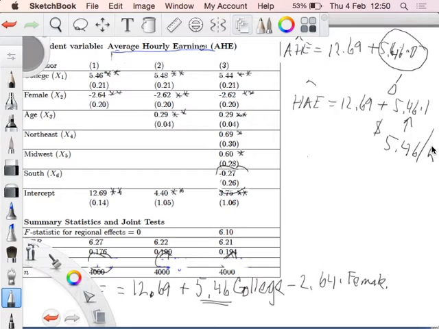We answered that question. Is the earnings difference estimated from this regression statistically significant at the 5% level? What do you think? You take your 5.46 and back down there, we have the 2 stars already, right? Yes, it's strong evidence. It's even statistically significant at the 1% level as well. So yes.